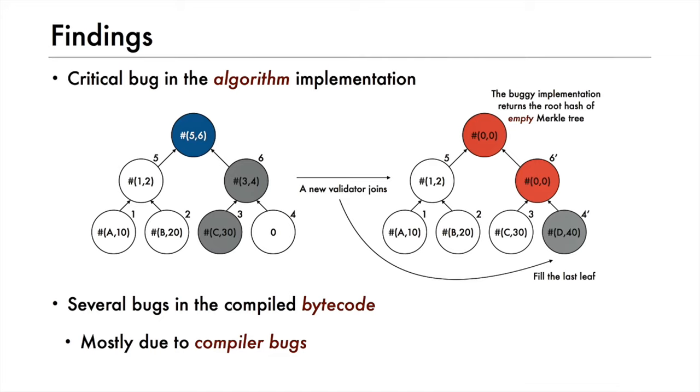We also found several critical bugs in the compiled bytecode. Most of them were introduced by the compiler due to compiler bugs. Indeed, we took the compiled bytecode as a verification target instead of the source code because we don't want to trust the compiler. And it turns out that our decision was very right.